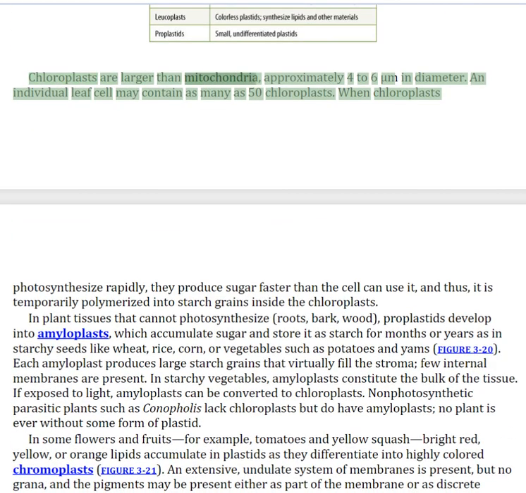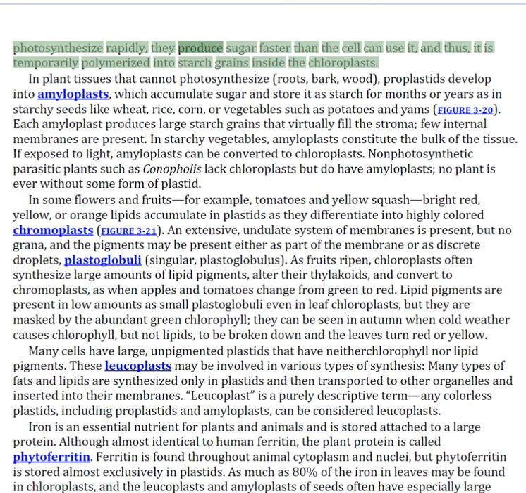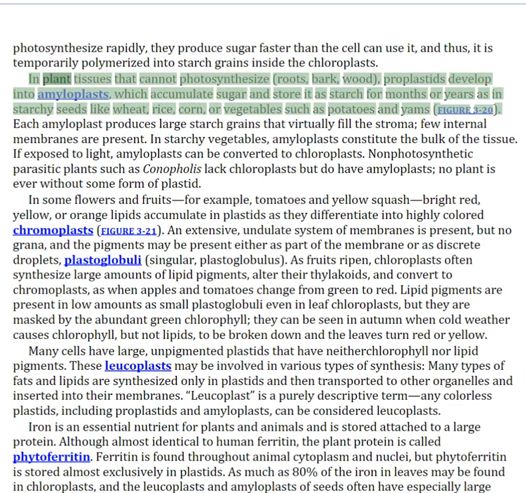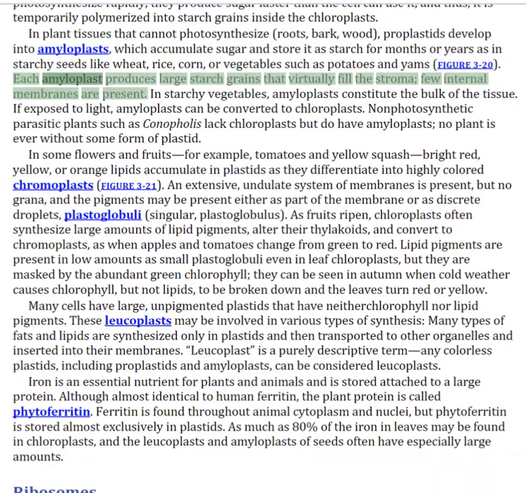Chloroplasts are larger than mitochondria, approximately 4 to 6 micrometers in diameter. An individual leaf cell may contain as many as 50 chloroplasts. When chloroplasts photosynthesize rapidly, they produce sugar faster than the cell can use it, and thus it is temporarily polymerized into starch grains inside the chloroplasts. In plant tissues that cannot photosynthesize, proplastids develop into amyloplasts, which accumulate sugar and store it as starch for months or years, as in starchy seeds like wheat, rice, corn, or vegetables such as potatoes and yams. Each amyloplast produces large starch grains that virtually fill the stroma.